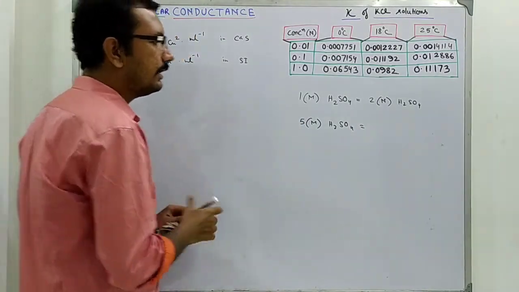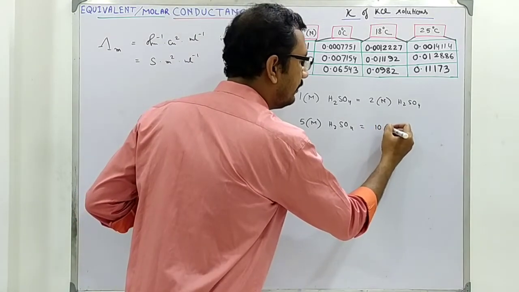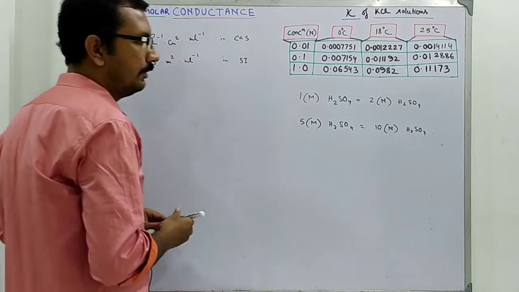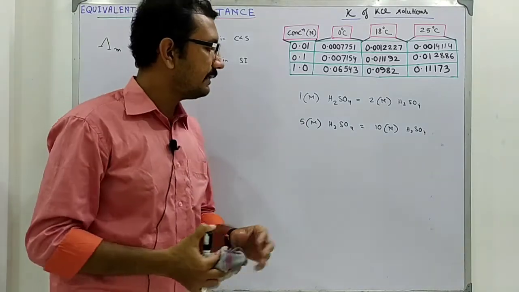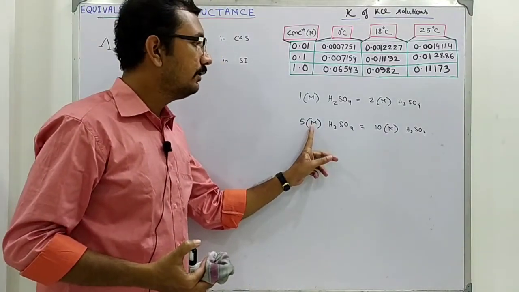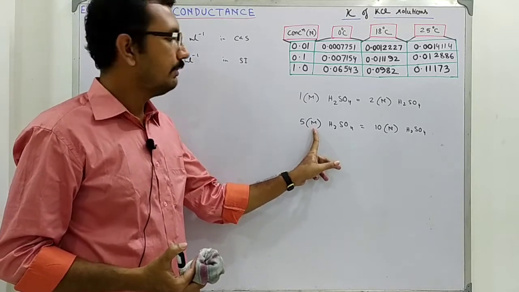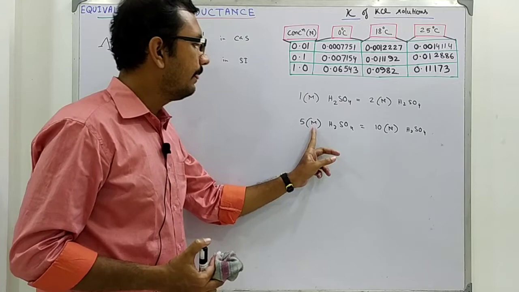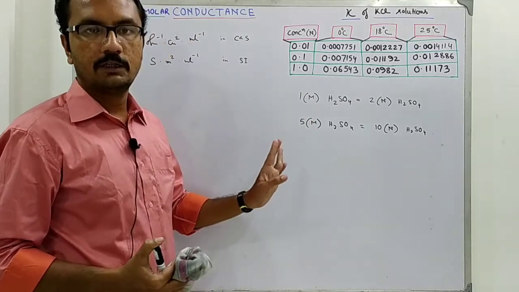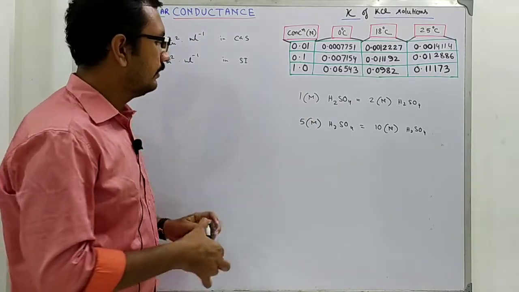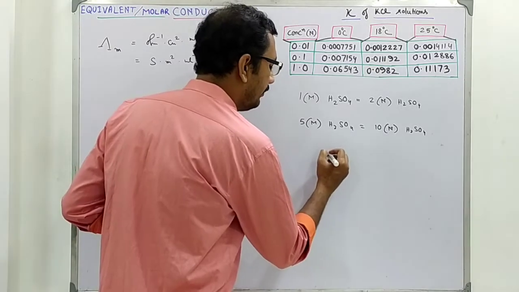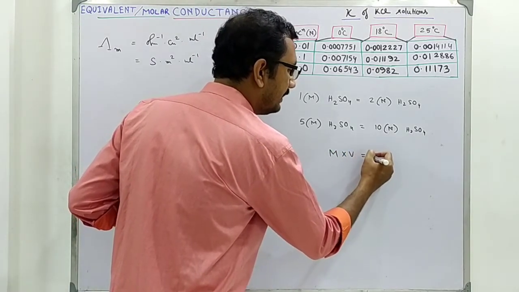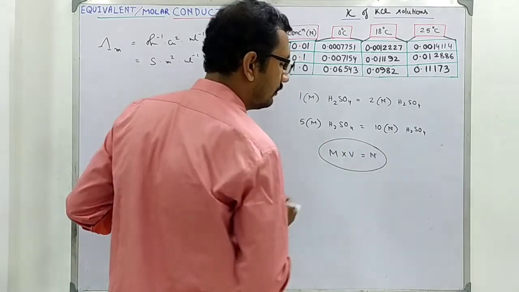So, for 5 molar H2SO4 it will be 10 normal H2SO4. So, we are getting the normality after multiplying the molarity by 2. Okay. So, the relation is when we multiply molarity with valency, that will give us normality. So, this is the relation.